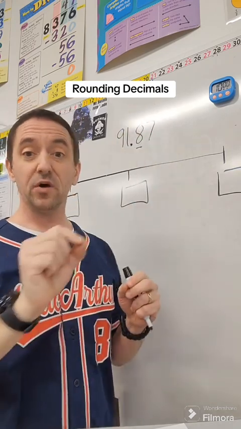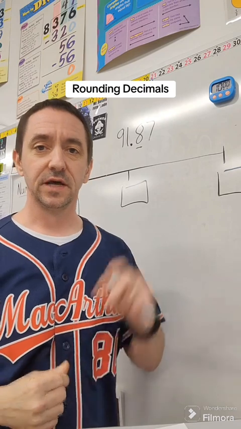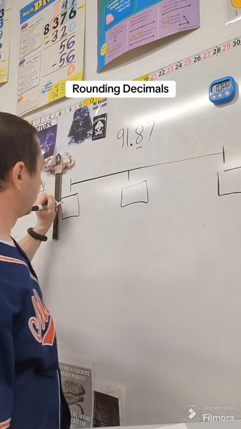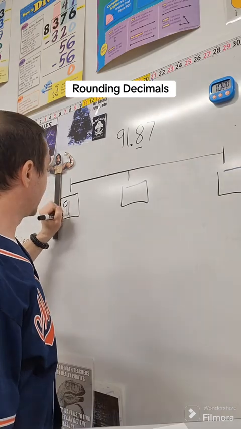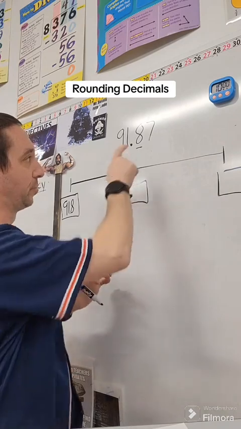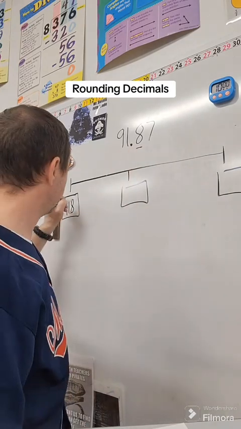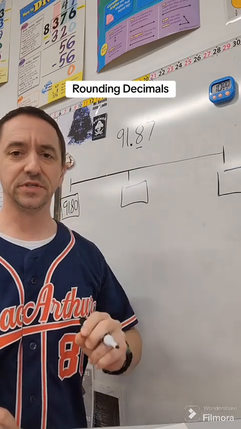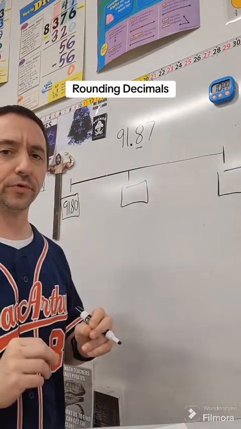What I'm going to do is I know that's going to be my base. It's going to be my lower boundary. So in my lower boundary over here on my number line, I'm going to write 91 and 8 tenths. And then I'm going to replace the number I covered with a 0. And again, this just helps visualize what we're doing.